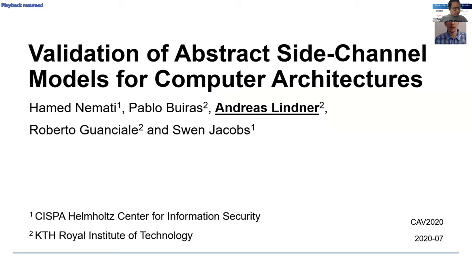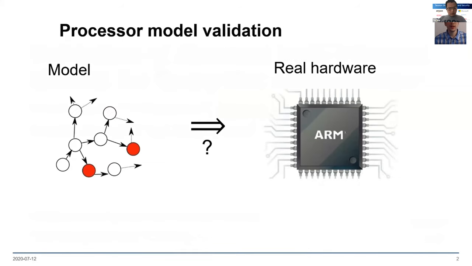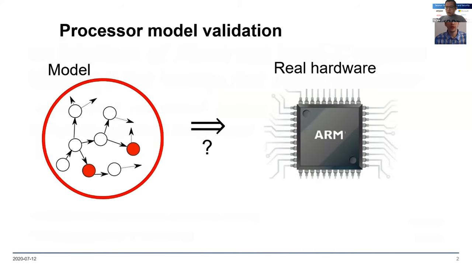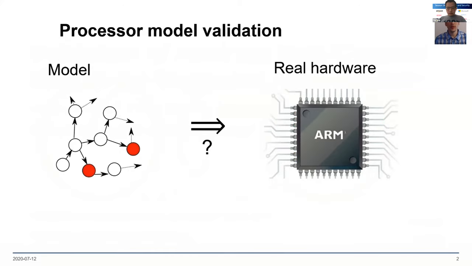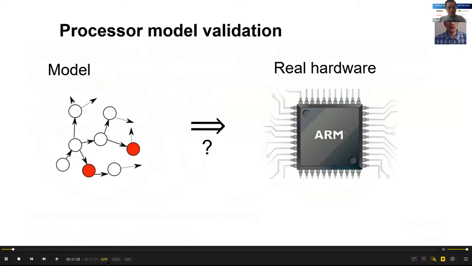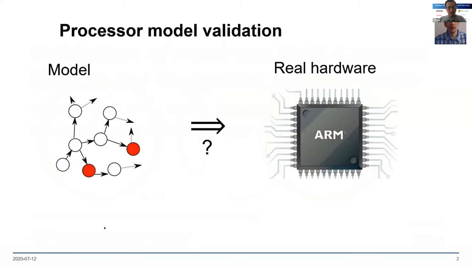Hello and welcome to my talk on the validation of abstract sidechannel models for computer architectures. Let's start by looking at the validation of processor models. With a sound processor model, we may execute a program with its inputs in the abstract model, and we would know that the real processor executes in exactly the same predicted way. When this implication is broken, we are in trouble, because all reasoning we did using the abstract model becomes unusable and void.